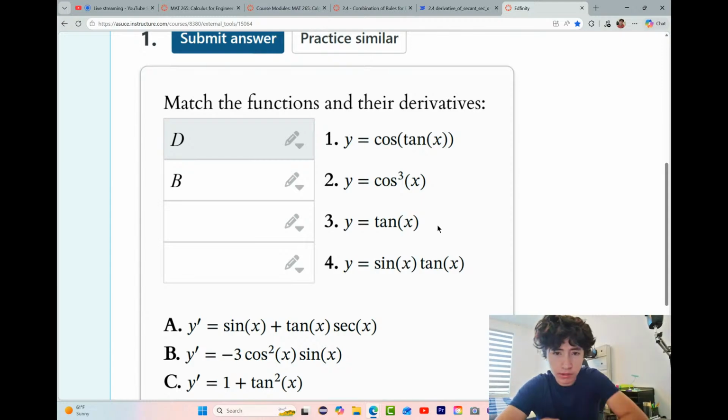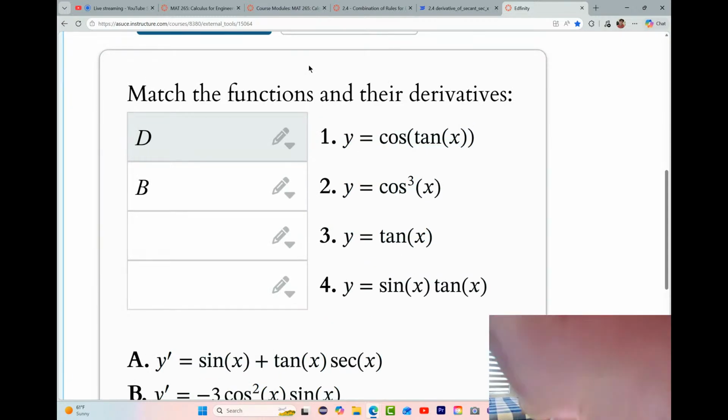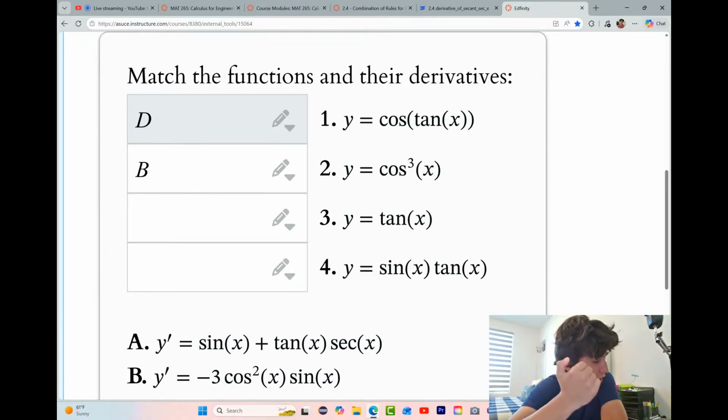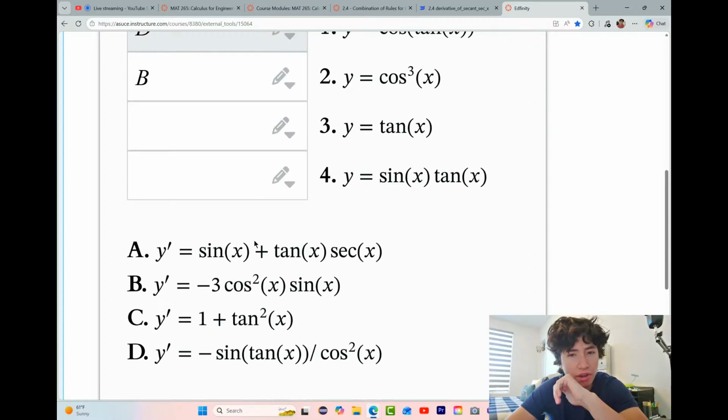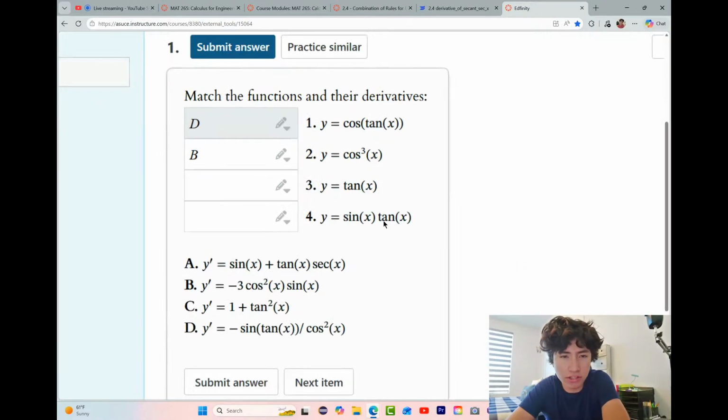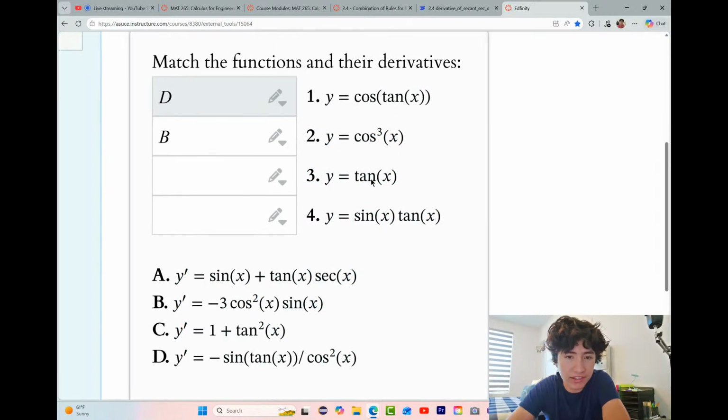So, let's see. How do we do this? Y equals tangent of x. Let's see if we recognize anything here. Sine of x times tangent of x. Huh. Dude, no. I don't know. I don't want to guess. However, I don't want to spend forever on this problem. Tangent of x, there's no rule to apply.